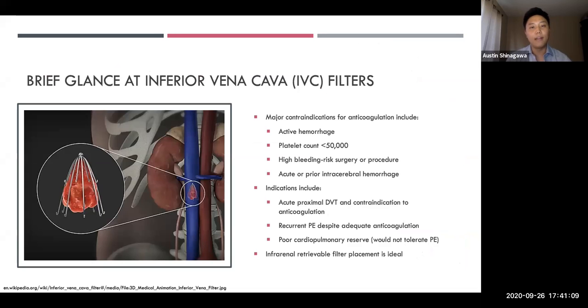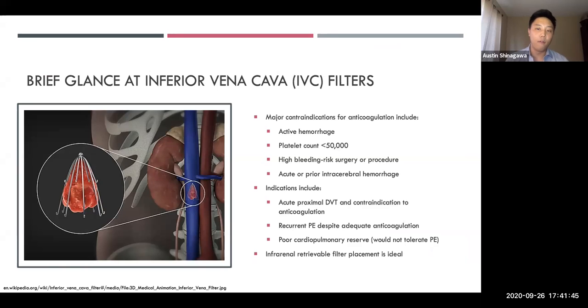And then briefly glancing at inferior vena cava filters, these are filters placed in the IVC, usually infrarenal, and usually we want to place retrievable filters that will catch clots traveling back to the lungs to prevent PE. The major contraindications for anticoagulation include active hemorrhage, low platelet count or other diathesis, high bleeding risk surgery or procedure either recently or planned in the future, and then acute or prior intracerebral hemorrhage.